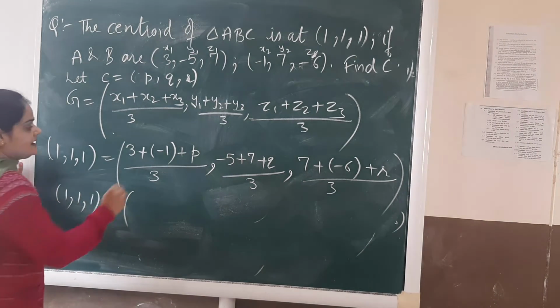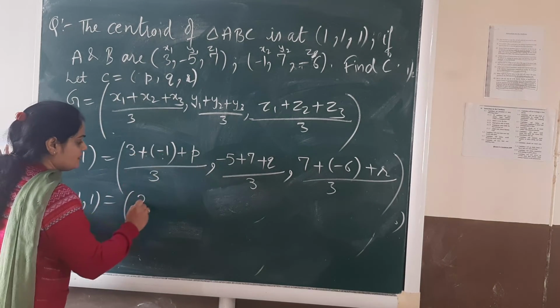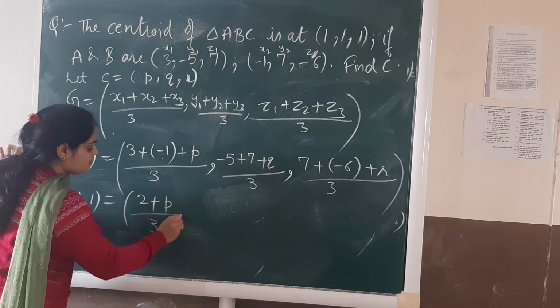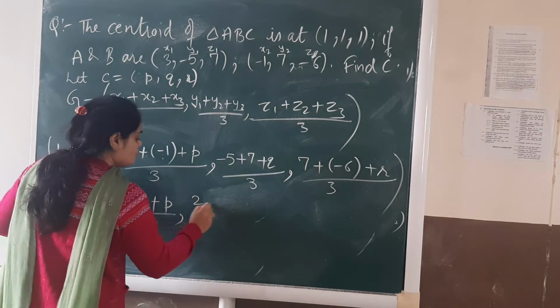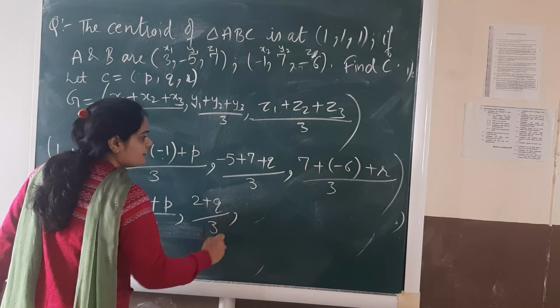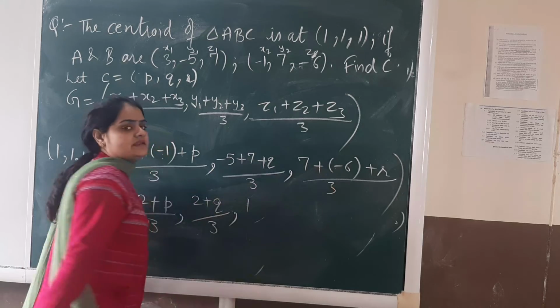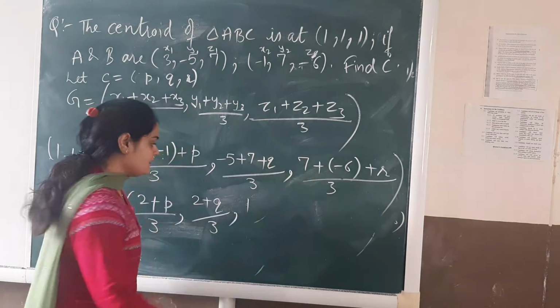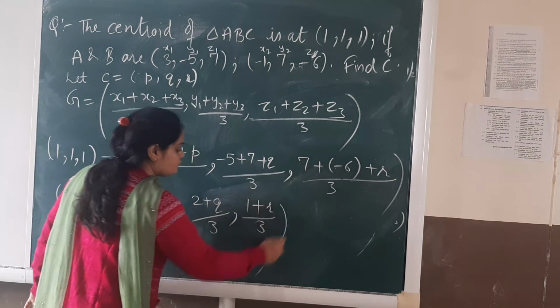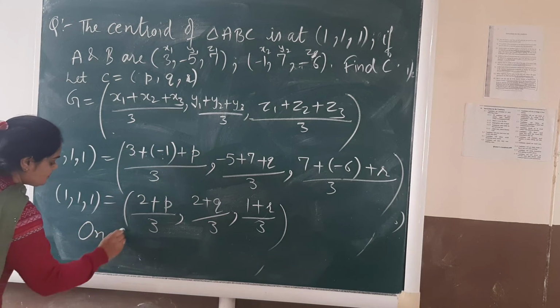After solving, what will we get? 3 minus 1 is 2, so 2 plus p by 3. This is 2 plus q by 3, and then 7 minus 6 which is 1, so 1 plus r by 3. Okay, now we can compare.